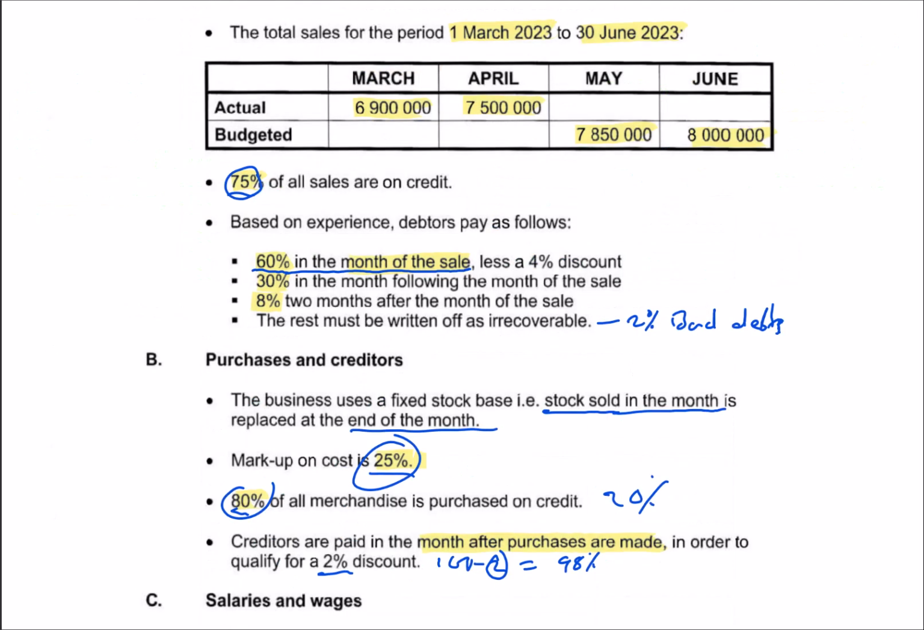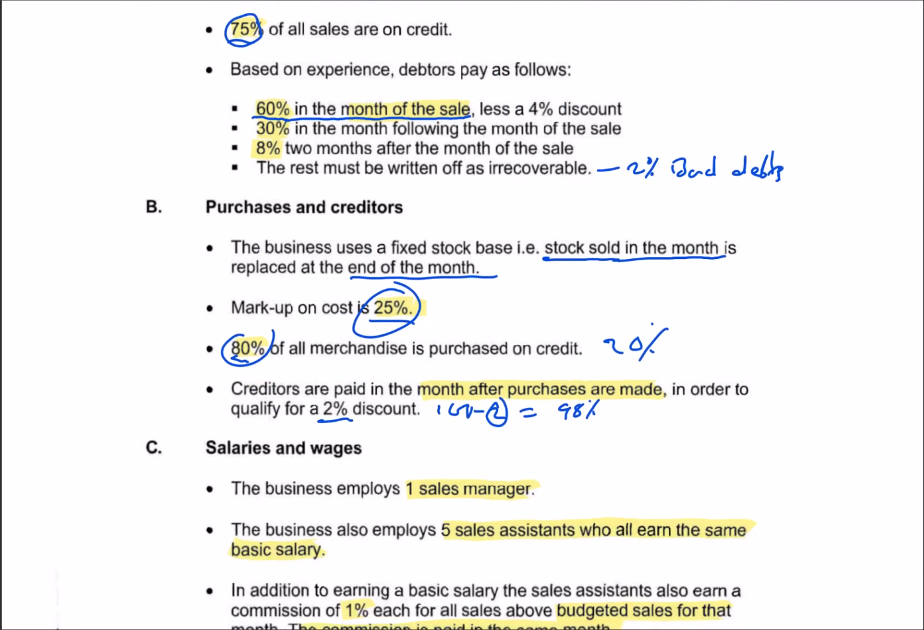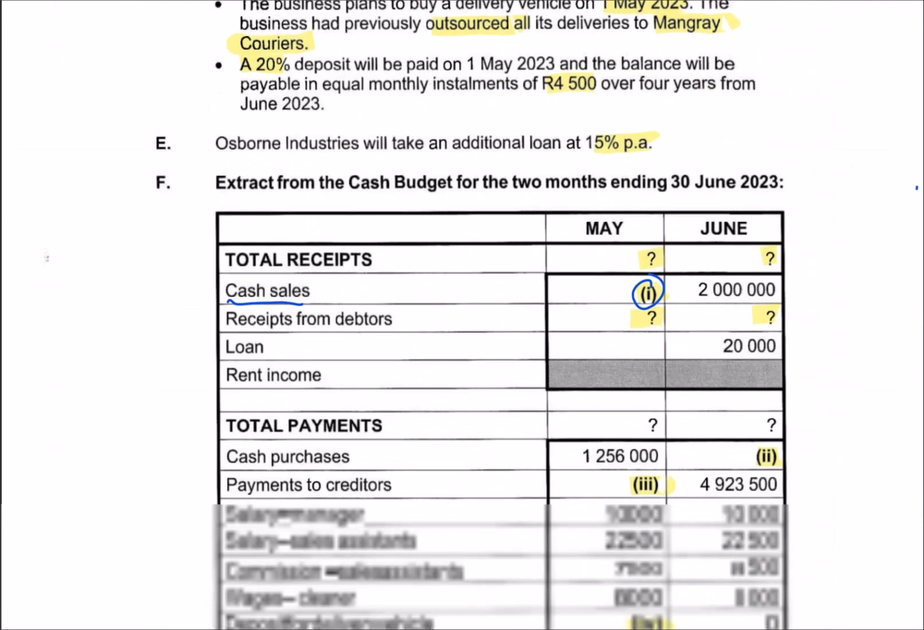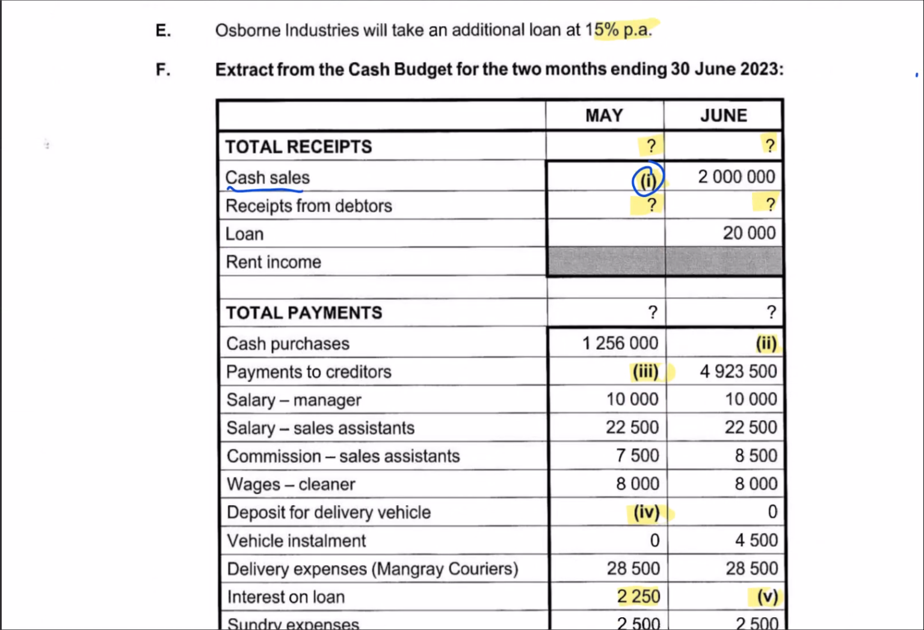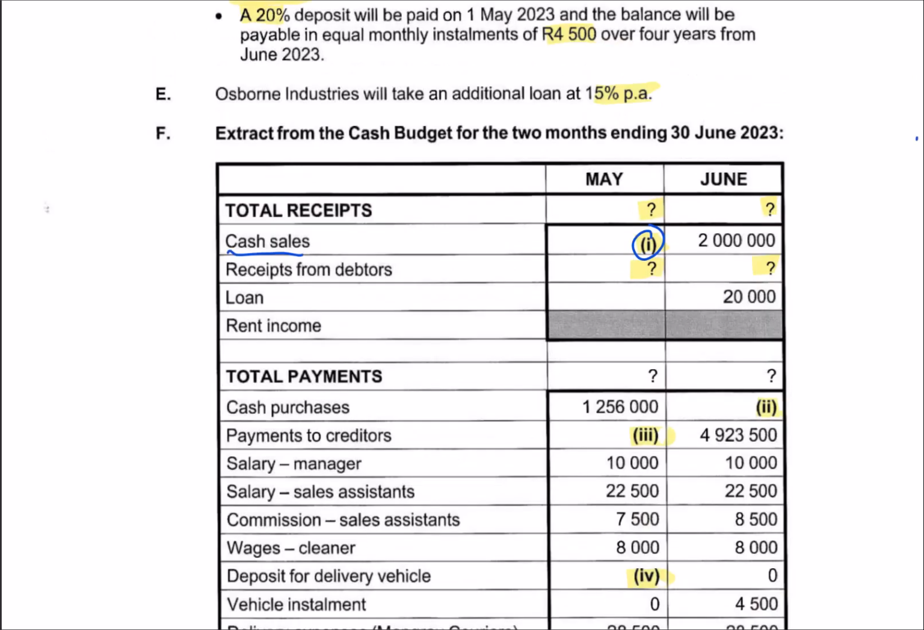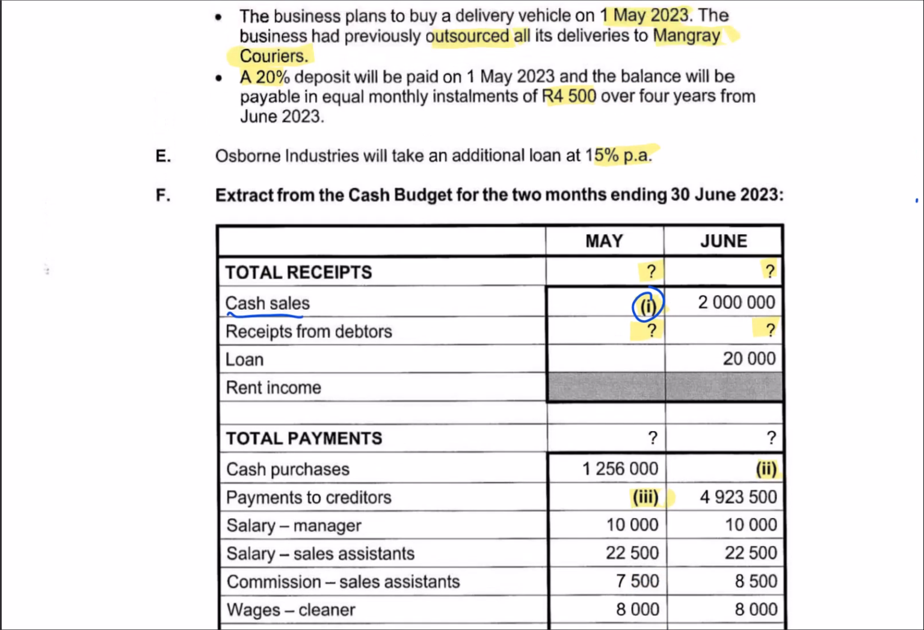Then the next one, number 5, deposit for delivery vehicle. Deposit on delivery vehicle, because you are told that for the delivery vehicle, a 20% deposit is going to be made on 1 May 2023. Then the balance will be paid in equal monthly installments of 4,500 over 4 years from June 2023.